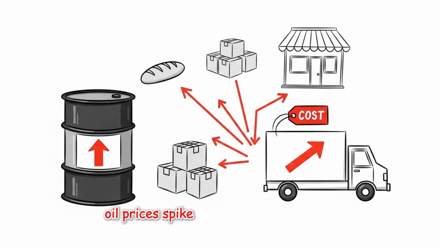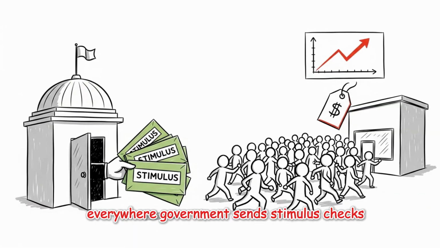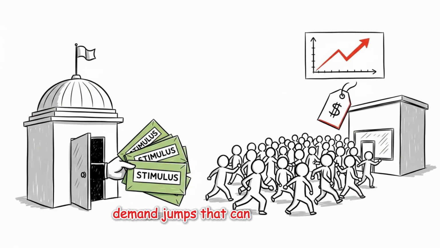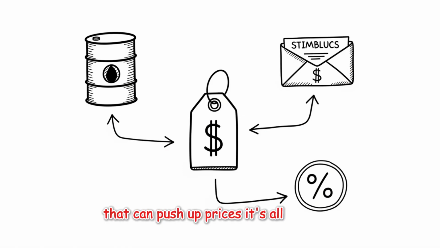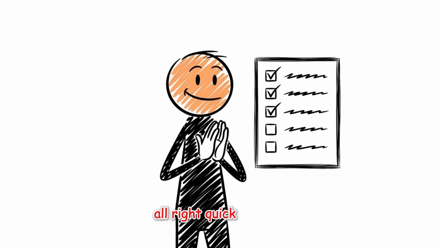And once you understand that machine, the headlines start to make sense. Oil prices spike, transportation costs rise. That pushes up prices everywhere. Government sends stimulus checks, demand jumps. That can push up prices. Interest rates drop, borrowing increases. That can push up prices. It's all connected.